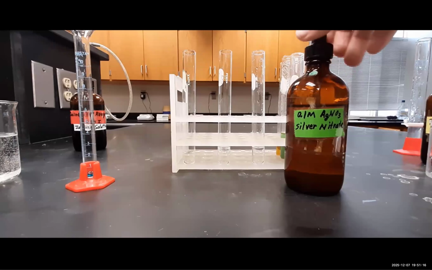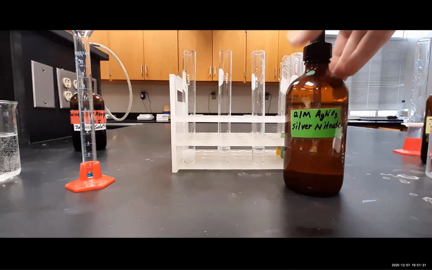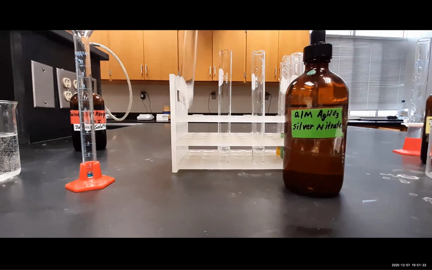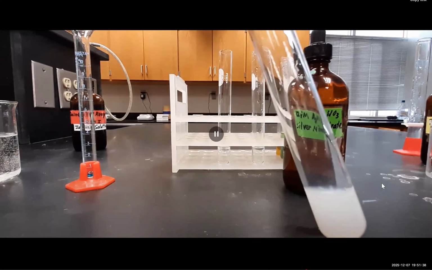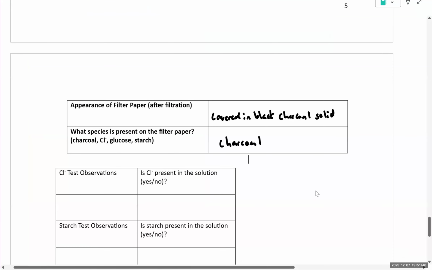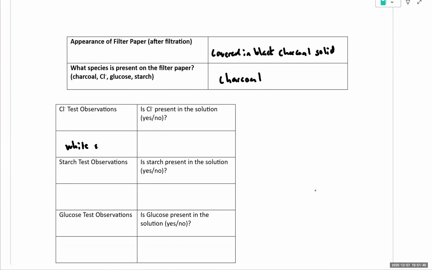Now, just to make sure that nothing else was trapped by the filter, we're going to do the chemical tests on the filtrate liquid. First is the chloride test using silver nitrate. As you can see, when we treated the filtrate liquid with silver nitrate to test for chloride, we immediately see a white solid precipitate, which is a positive test result for chloride. So for the chloride test observations, we observe a white solid, so chloride is in fact present in the filtrate solution.